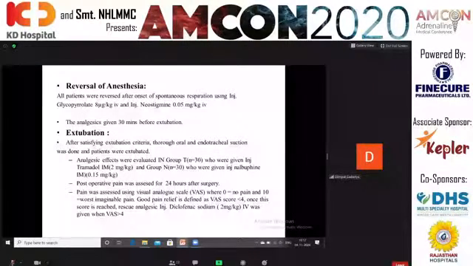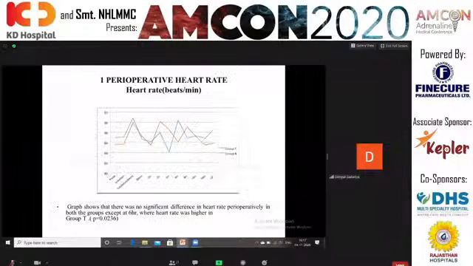Reversal of anesthesia. All patients were reversed after onset of spontaneous respiration with injection glycopyrrolate 8 microgram per kg and neostigmine 0.05 mg per kg. Extubation after satisfying criteria; 30 minutes before extubation these analgesics were given. After satisfying extubation criteria, oral and endotracheal suction was done and patients were extubated.